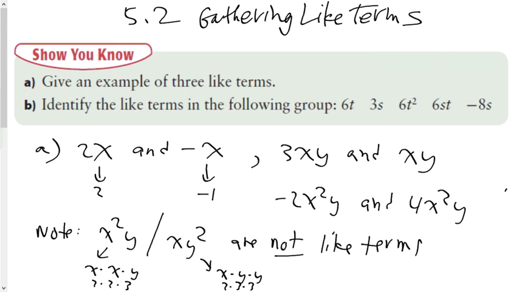Okay? Are we okay with that part? Does that make sense? Yeah. Okay, good. And then the last question, B, says identify the like terms in the following groups. So we have 6t, 3s, 6t squared, 6st, and negative 8s.